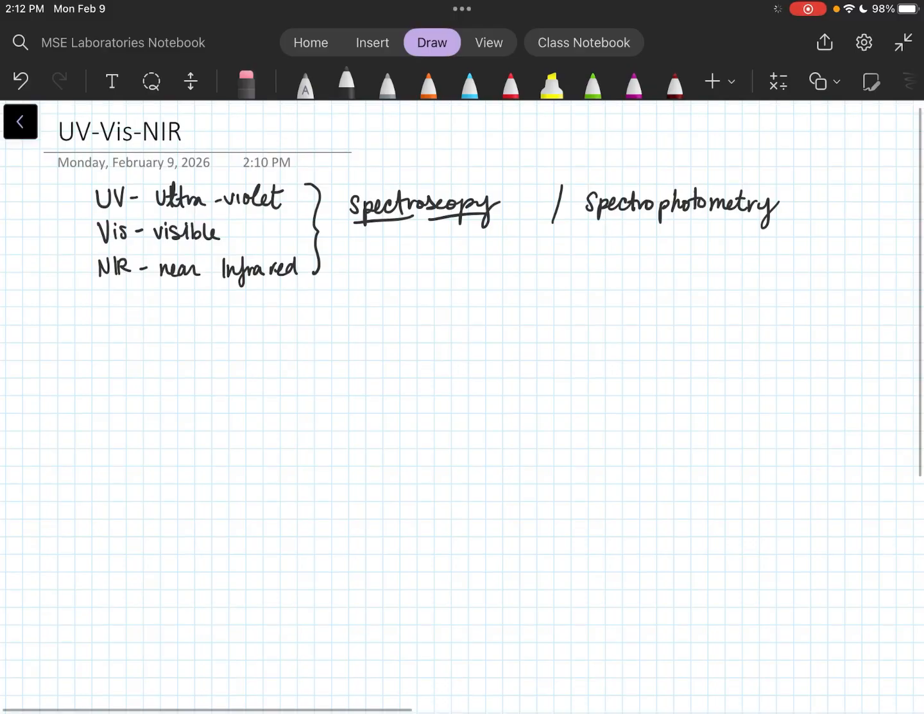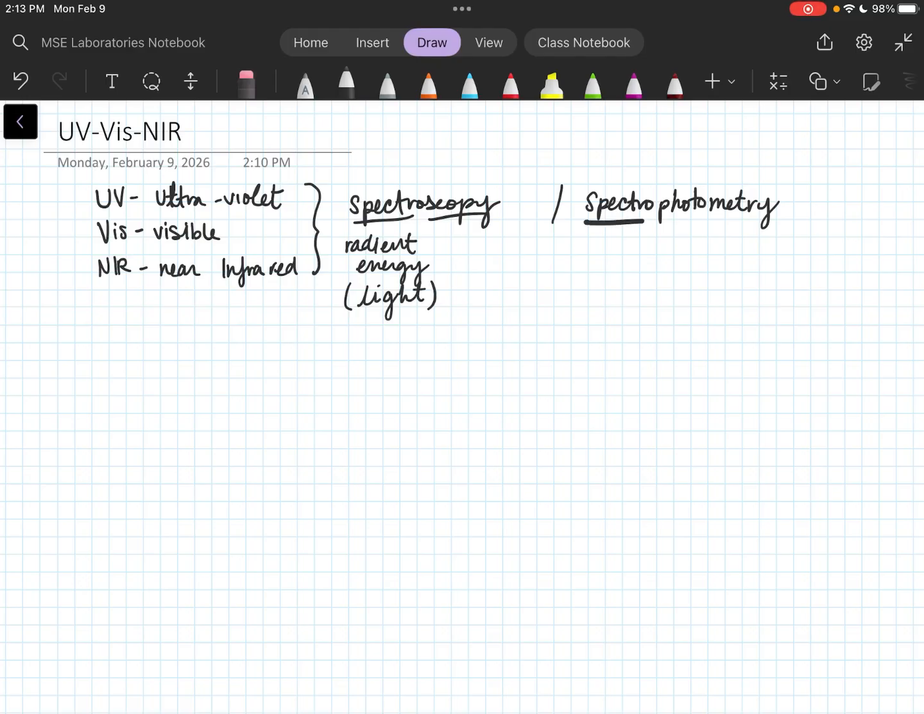So spectra is radiant energy. Basically meaning light. So we're talking about light. Anything that says spectro, so that's spectro over here for spectrophotometry as well, we're looking at light. Scopy is look at. So we're looking at light. That's spectroscopy.